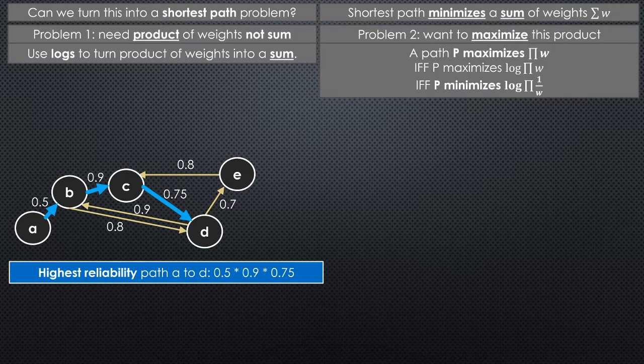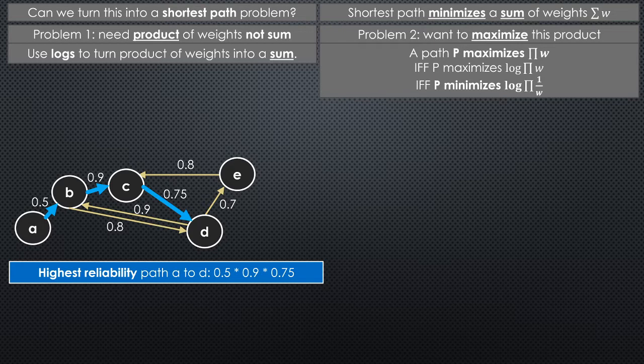So this is the product over all the w in p of w. So it's the product of all the weights w. Consider a path that maximizes the product of w. That path maximizes the product of w if and only if it maximizes the log of the product of w. That's because the product of w is going to be between 0 and 1, and log is monotonic increasing and concave.